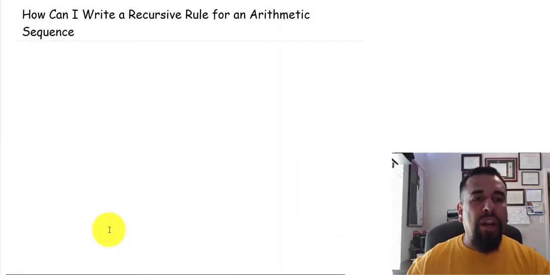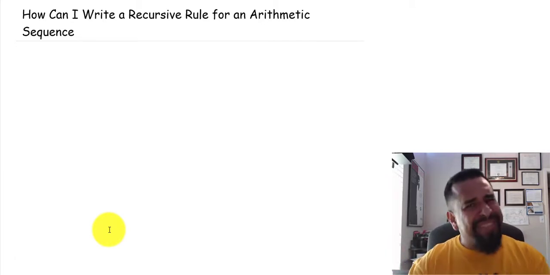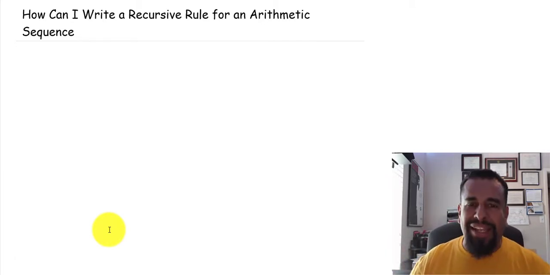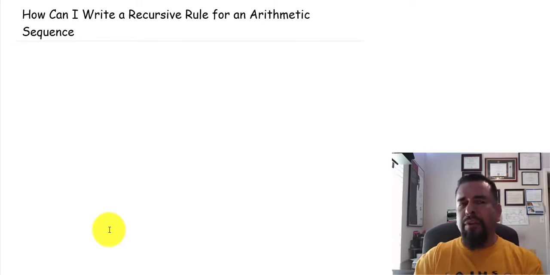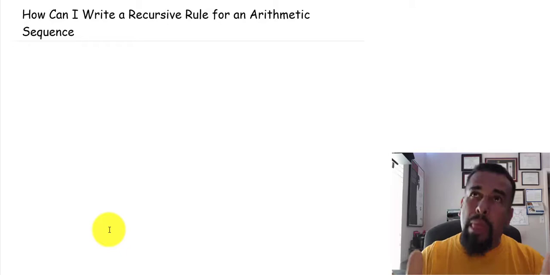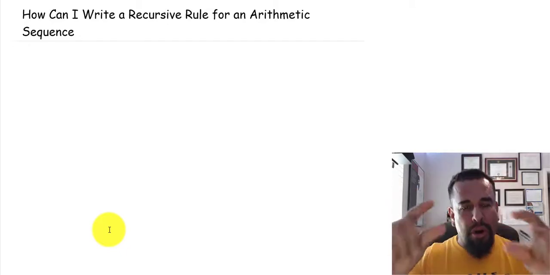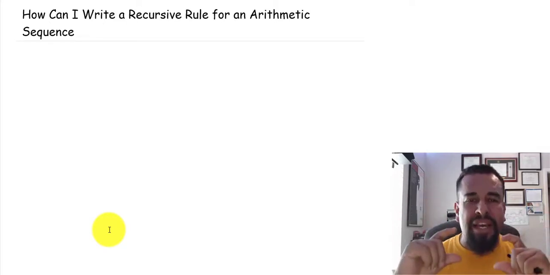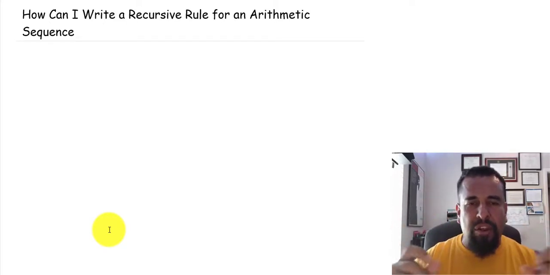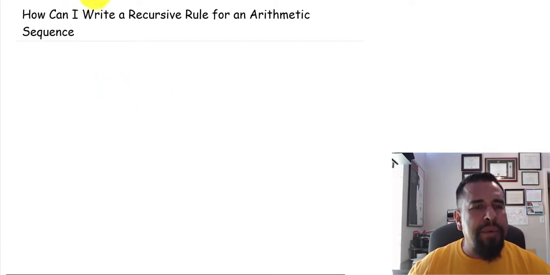All right, so you want to learn how to write a recursive rule for an arithmetic sequence. Not a problem, you're in the right place. Right now I'm going to write a simple sequence because I don't want you to get caught up in the sequence itself, but more pay attention to the actual rule, the recursive rule.